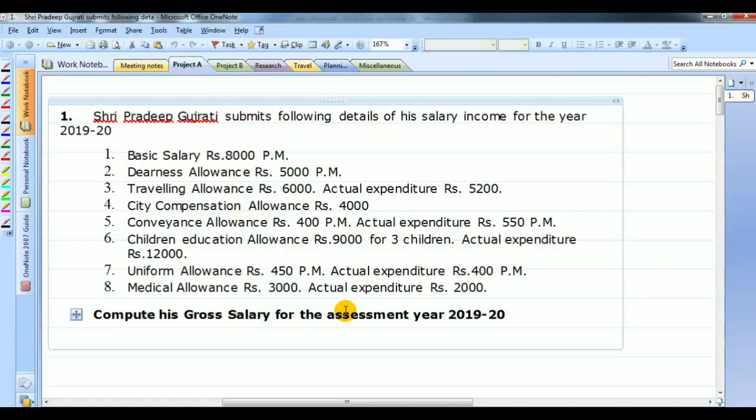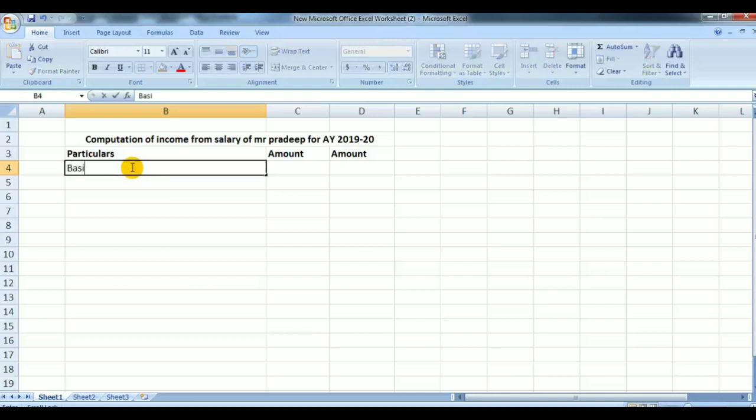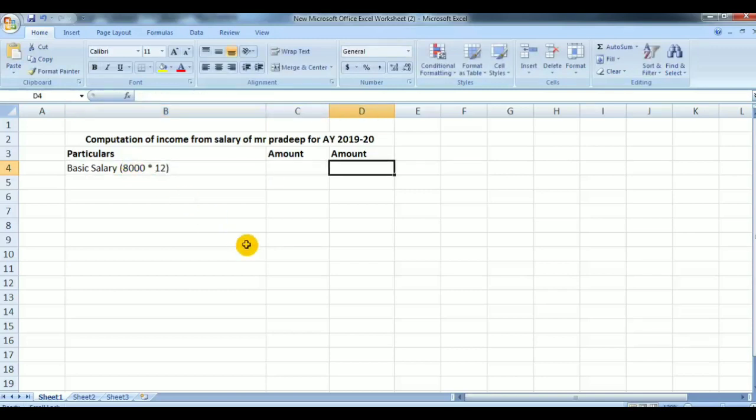So your first information which is given is basic salary is 8,000 per month. So I will just write it here. Basic salary is 8,000 rupees per month. So I will write it as follows: 8,000 multiplied by 12. Okay, 8,000 multiplied by 12, it comes to 96,000 rupees. That is the basic salary.